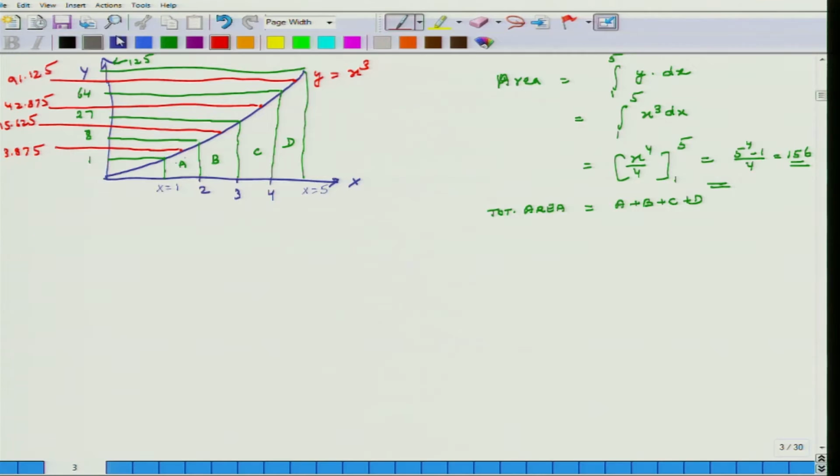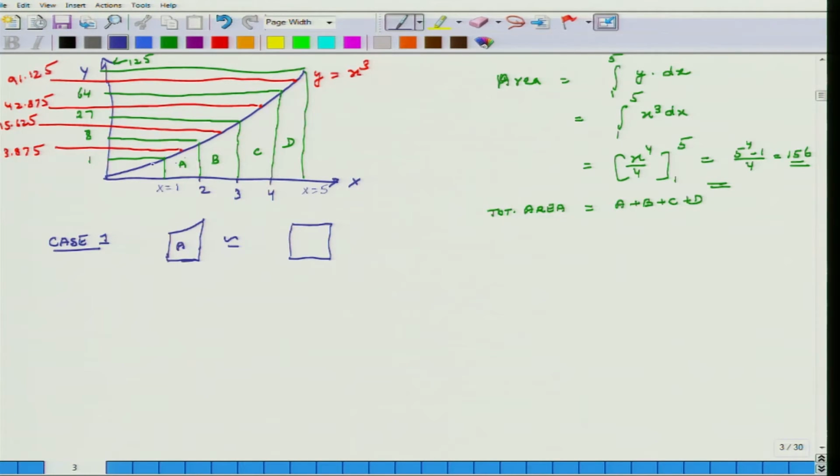Okay. Now what we do is we start calculating the values of areas A, B, C and D, and we do it in 2 or 3 different ways. So in the first case, case 1, I assume that this area, so this is area A, is approximately equal to this area. Okay. So what am I assuming?